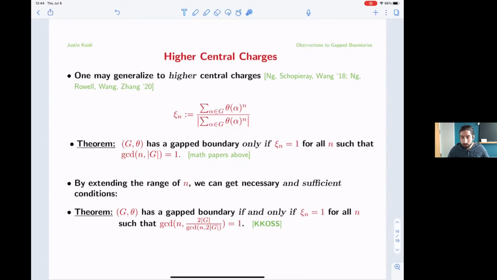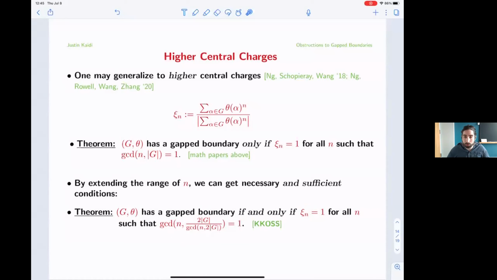However, you can also get sufficient conditions from these higher central charges, and this is one of our main results. So the statement in our paper is that if we extend n and allow it to violate this condition, but satisfy a broader condition, we can get necessary and sufficient conditions. So let me read the theorem. An abelian TQFT has a gapped boundary if and only if the higher central charges are trivial for all n satisfying this broader condition.